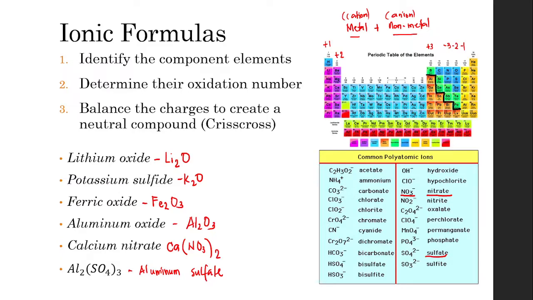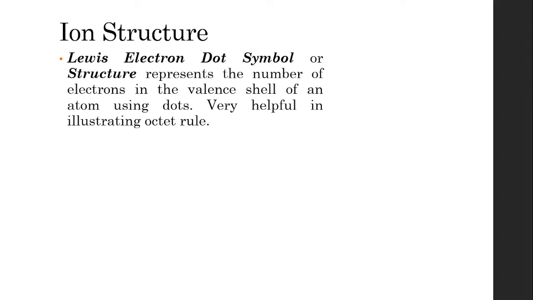Okay. Now, after identifying how to write ionic formulas, let's write ionic structure. How do you write ionic structure? Well, we employ what we call the Lewis electron dot symbol, or the Lewis electron dot structure, or in the easiest way, just Lewis structure.